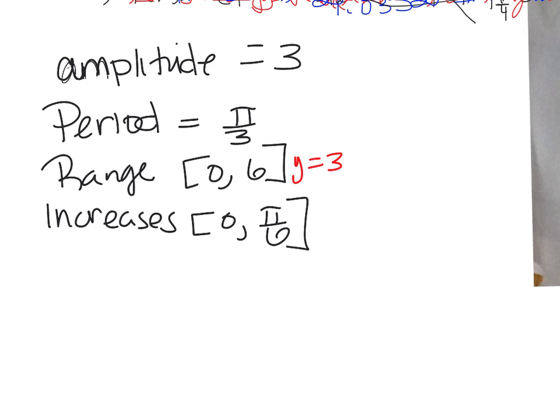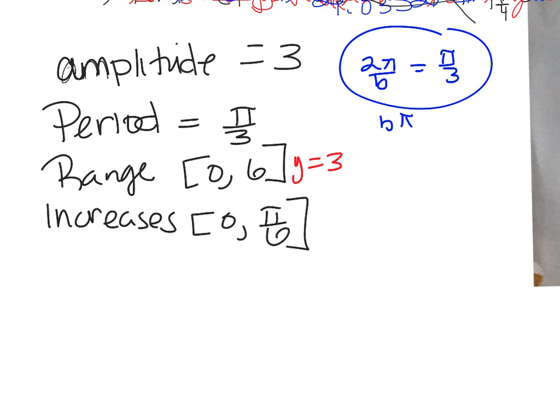So I have a period of pi over 3. So remember, period is 2 pi over b. So I know this has to equal pi over 3. So what I'm going to do is cross multiply so I can figure out what b is. So I have b times pi is b pi, equals 3 times 2 pi is 6 pi. Divide both sides by pi, and we get b is equal to 6.